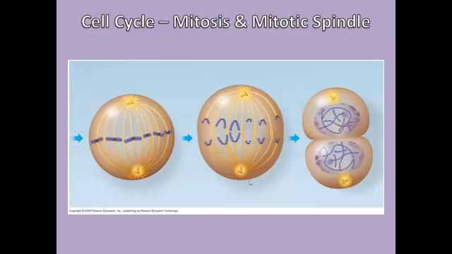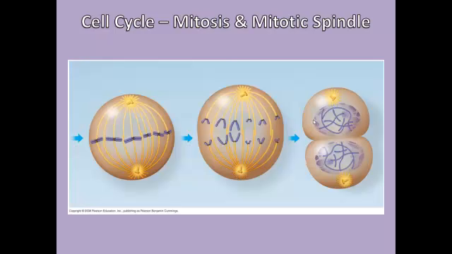Anaphase happens next, as the kinetochore microtubules shorten and pull the sister chromatids apart. A copy of each chromosome is drawn to opposite sides of the cell. Meanwhile, the non-kinetochore microtubules kind of push each other as they lengthen, causing the cell to elongate.